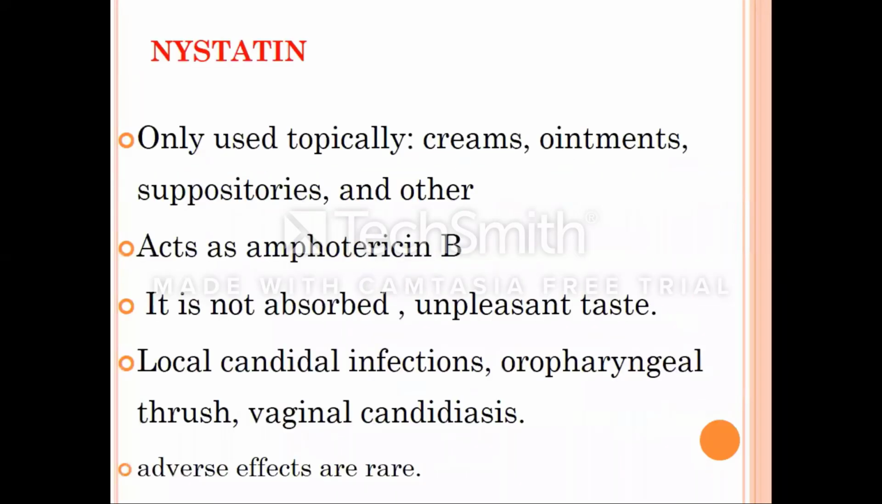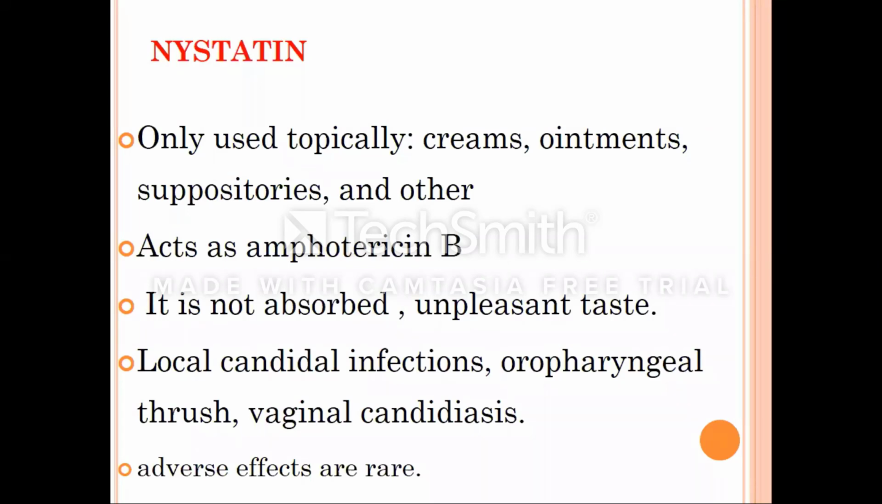Now we are moving to the next, that is topical antifungal therapy. When we talk about topical antifungal therapy, these are the antifungal drugs which are not given systemically, but have to be applied topically in the form of cream, ointment, dusting powders, and suppositories. Their mechanism is similar to amphotericin B. If you remember the mechanism of action of amphotericin B, they need to be given topically because they don't show very good absorption. Not only that, but they have a very unpleasant taste, and therefore oral administration becomes very difficult.